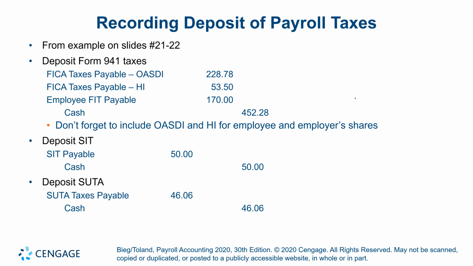Okay, recording the deposit of payroll taxes. Again, when we recorded the initial payroll entry, it was from the employer side, right? It was a debit to payroll taxes, credit to all of these FICA taxes payable, federal income tax payable, right? All this jazz. Now that we're paying these, we're debiting these accounts, crediting cash, right? And same thing for here. We're debiting state income taxes payable, crediting cash. We're debiting SUTA taxes payable, crediting cash.